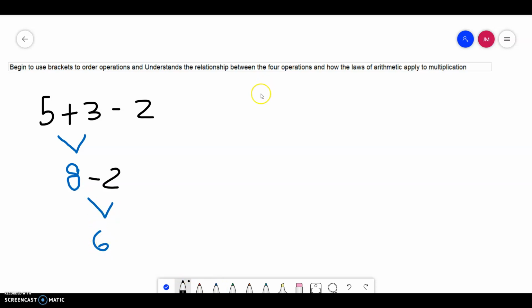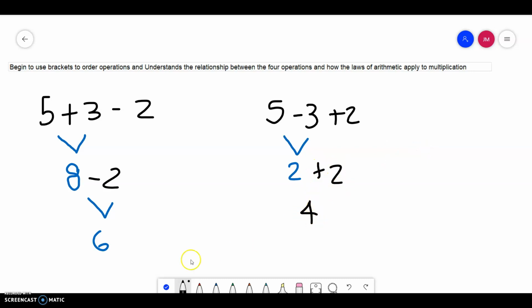What if I wrote the problem in a different order? So it would be 5 minus 3 plus 2. Which one would you do first? Again, the same exact thing. You would do 5 minus 3 first, 2, and then you would do 2 plus 2, 4. So the answer is different because the operations changed.